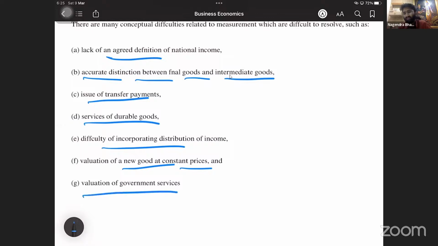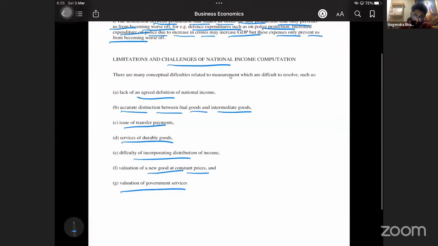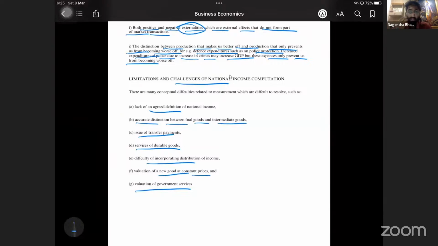Government is giving services. How to value that? We are valuing it under the expenditure method, but it is not the right way to value it. So these are some of the challenges or limitations in the calculation of national income.